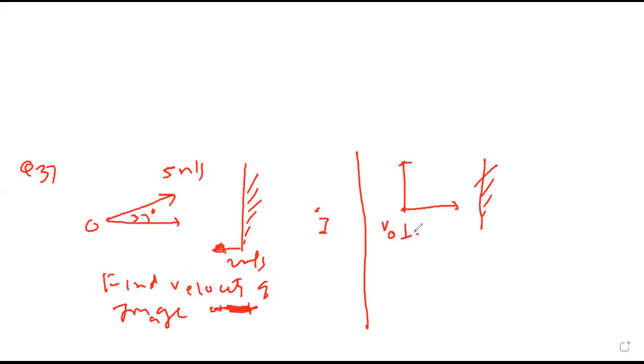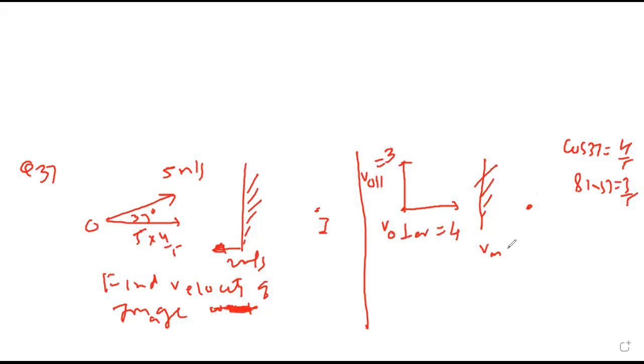So V object in perpendicular. What will be cos 37? You know cos 37 is 4/5 and sin 37 is 3/5. So this will be 5 times cos 37, which is 4/5. So can I say 4? Yes. And in parallel, what will be the velocity? 3. Okay.